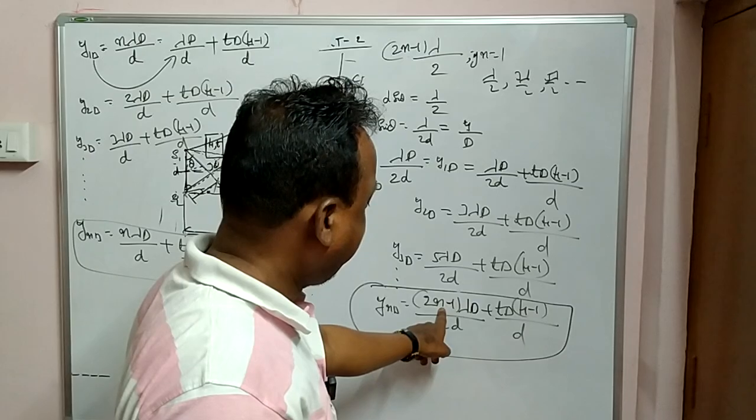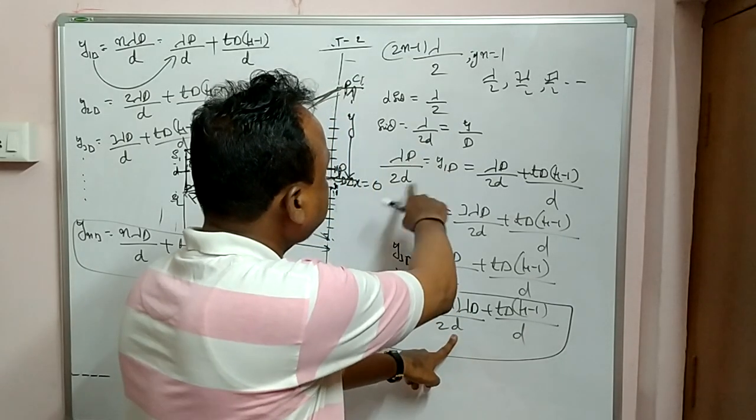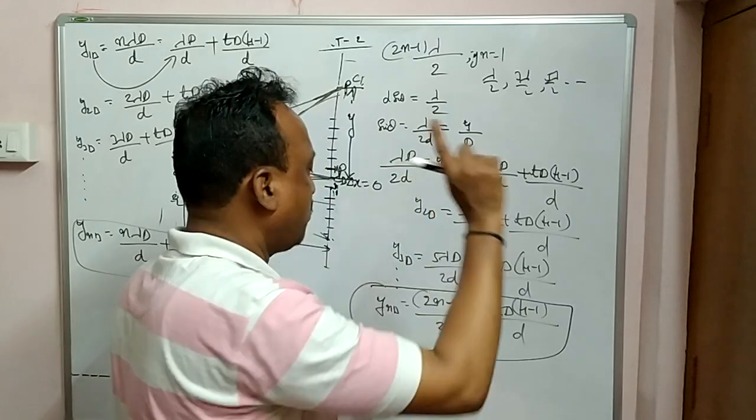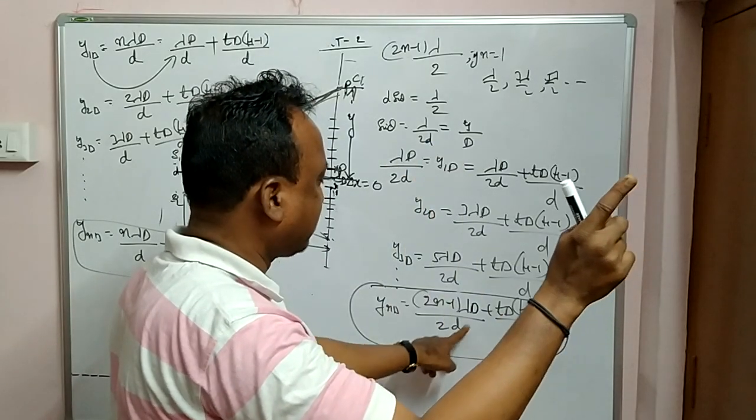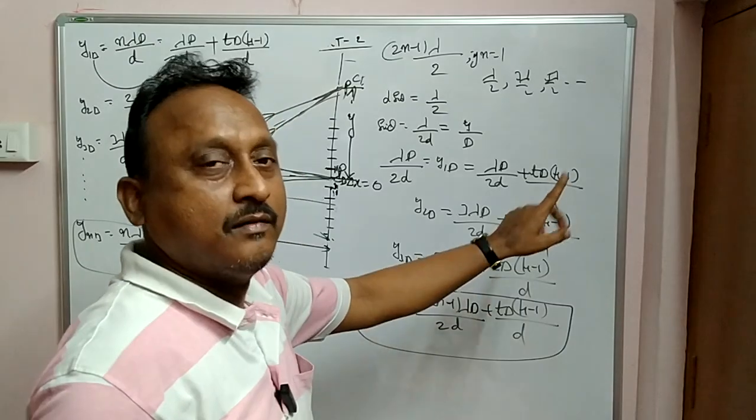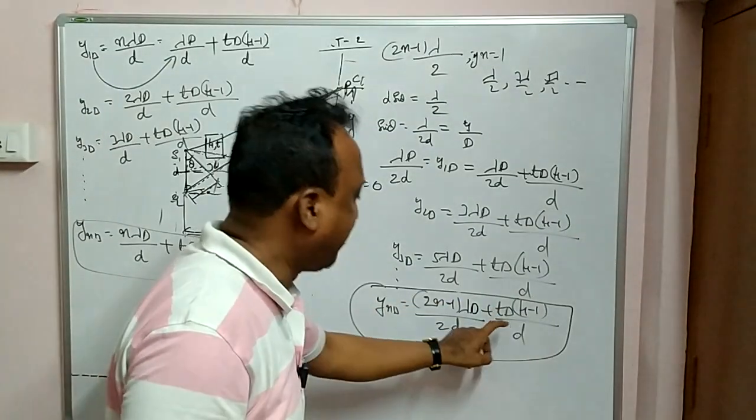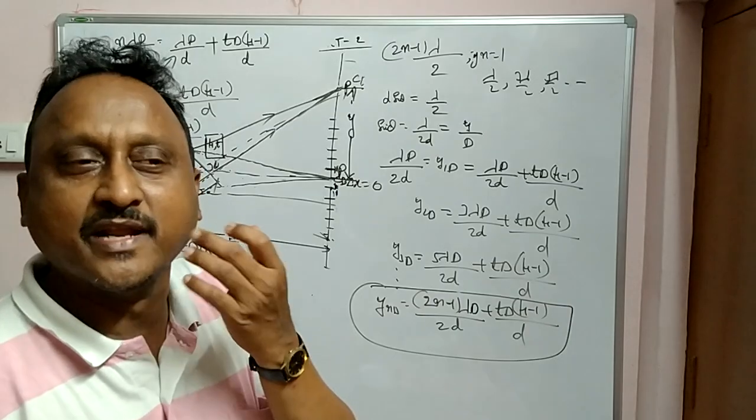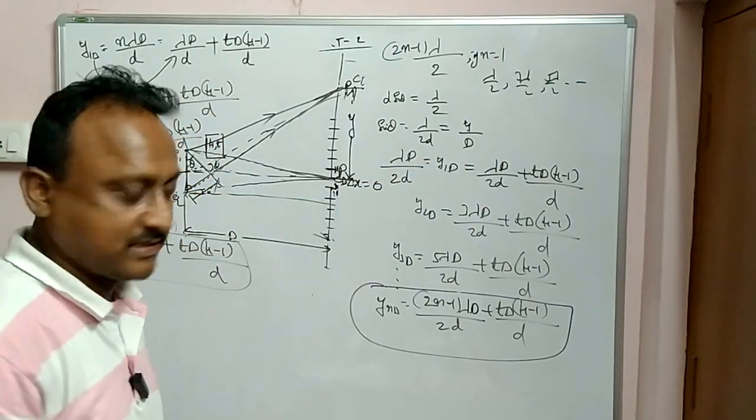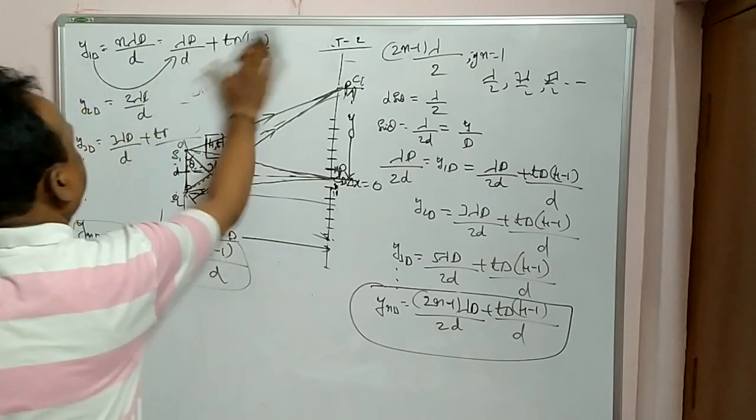ఇక్కడ 1 పెడితే ఎంత అయింది? n 1 పెట్టండి, lambda d by 2d. 2 పెట్టండి, 4 minus 1 3 lambda d by 2d. Put 4, 8 minus 1, 7 lambda d by 2d plus this thing td into mu minus 1 by d. So like this you have to calculate the values for bright and dark bands.